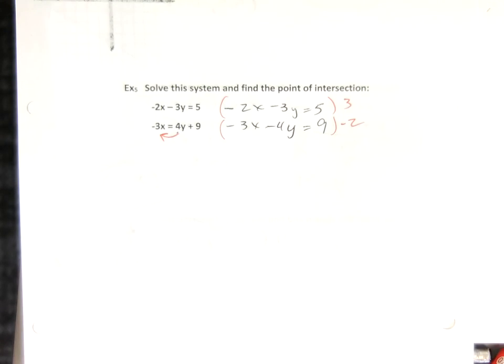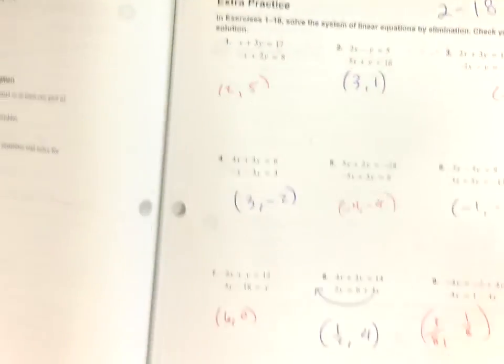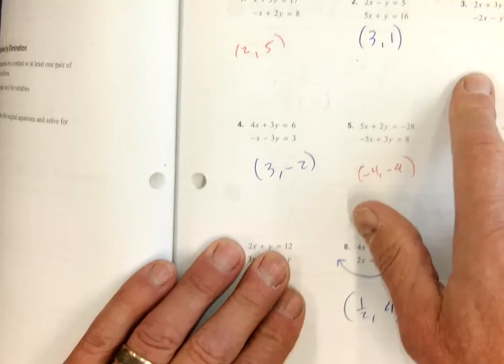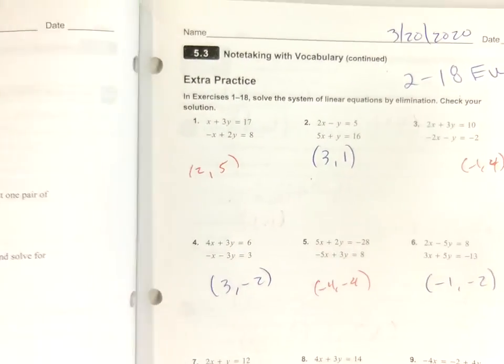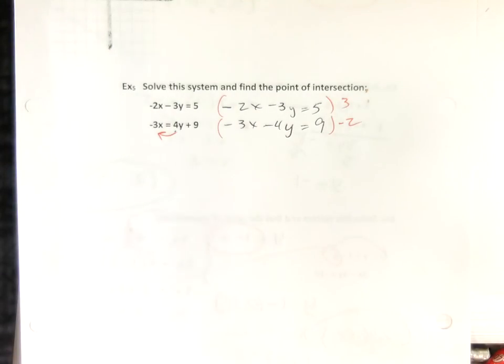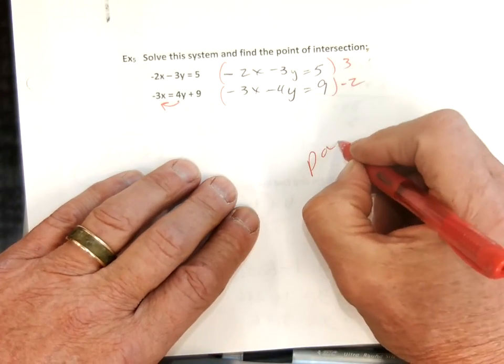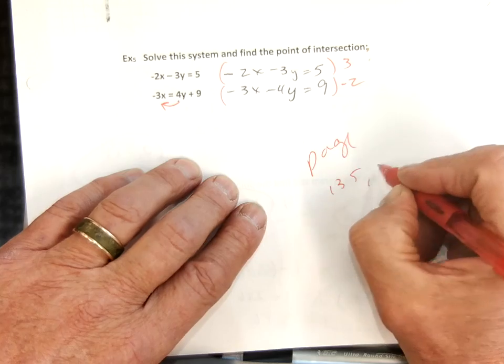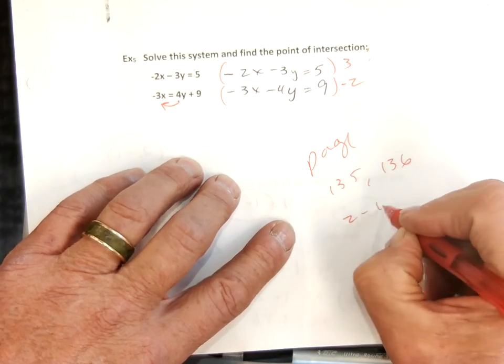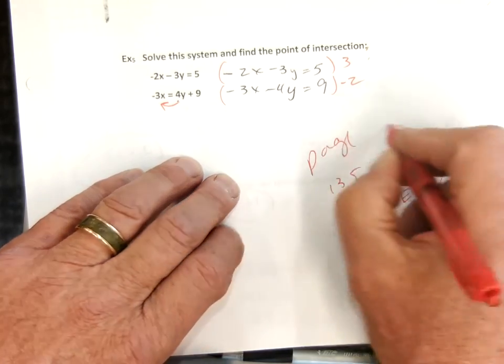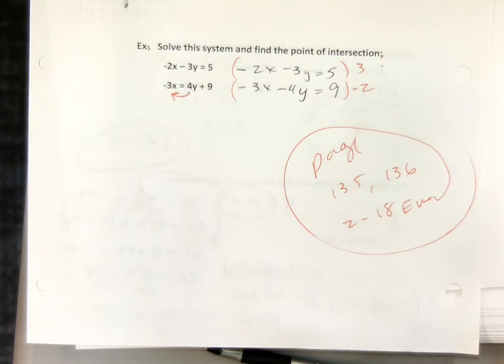So today, what I want you to do is just go back. We're going to go back to page 135, 136. Today, I want you to do the evens, okay? So you've got to do 2 through 18 even. Today, and we have time to get some stuff done, page 135, 136, I want you to do 2 through 18 even, okay? And I want the phones away.